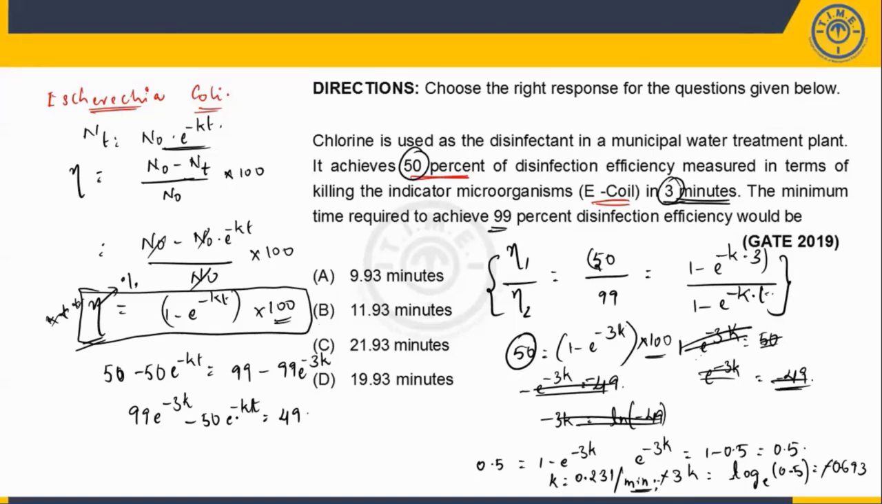So here from this, what we have is k. Now let's substitute in the second equation. 99 is equal to 1 minus e power minus kt into 100. In this, let's substitute k is 0.231. From this, tell me the answer of t. You'll be getting it in minutes because k is 0.231 per minute.